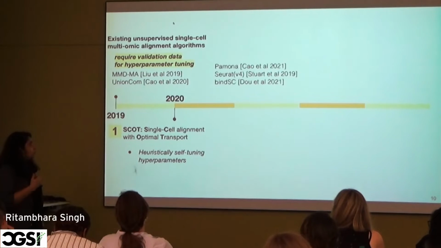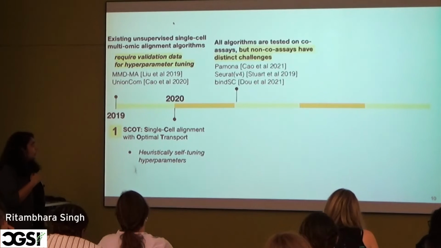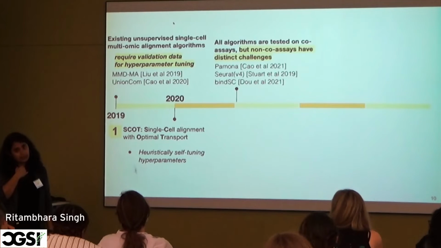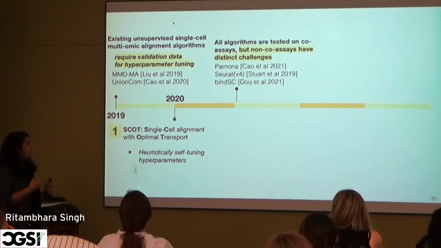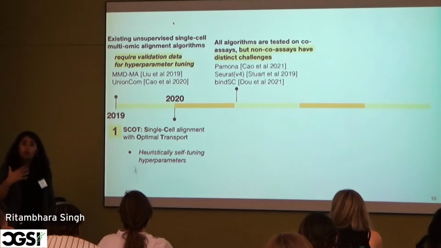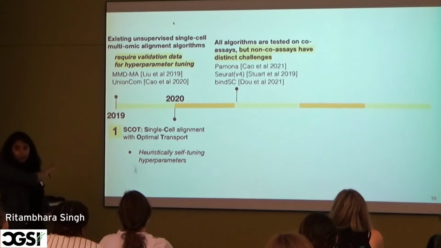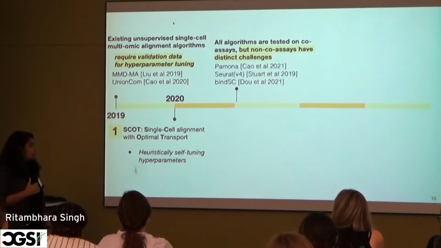Soon after SCOT came out, a few more unsupervised methods came out. And again, they all showed pretty good results, but a lot of them were tested or benchmarked on co-assay data sets. You can imagine you are measuring two things from the same cell, so you have one-to-one correspondence that you can use as ground truth to test your method. But it turns out that there are a lot of challenges associated with non-co-assay data sets, which are actually the real world use case for these methods. And all these methods, including our own, SCOT, struggled with these challenges.